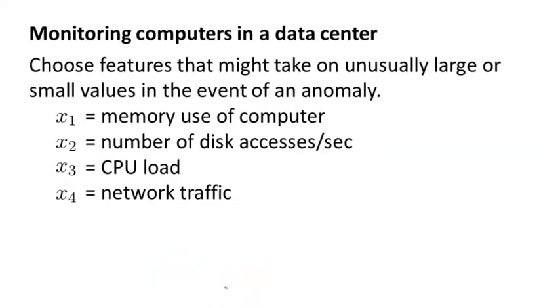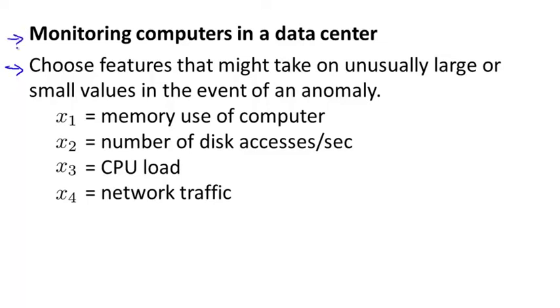Finally, let me share with you my thinking on how I usually go about choosing features for anomaly detection. Usually, the way I think about choosing features is I want to choose features that might take on either very, very large values or very, very small values for examples that I think might turn out to be anomalies.